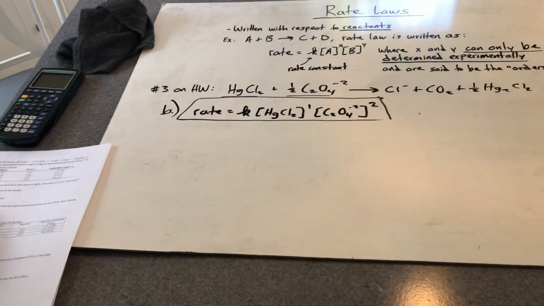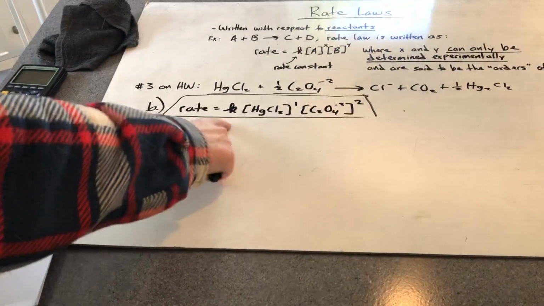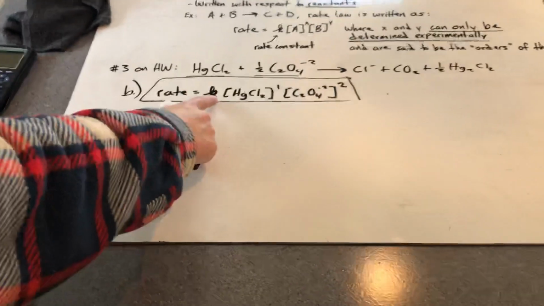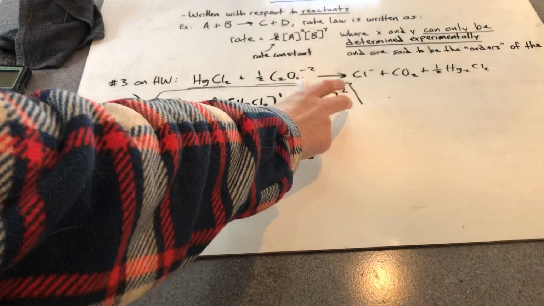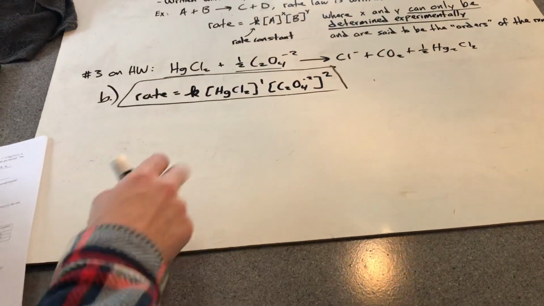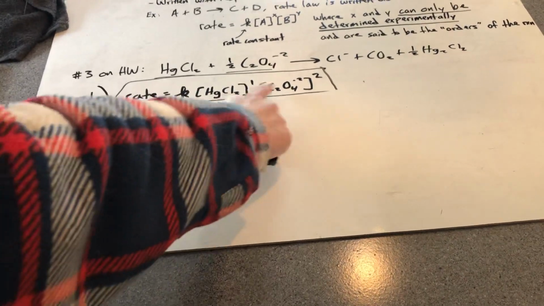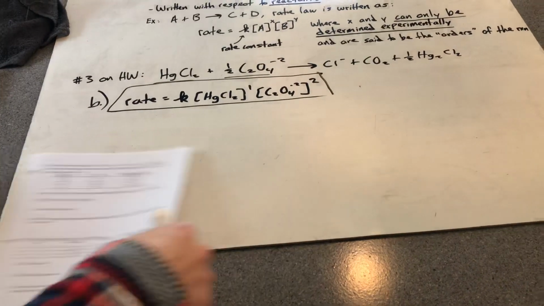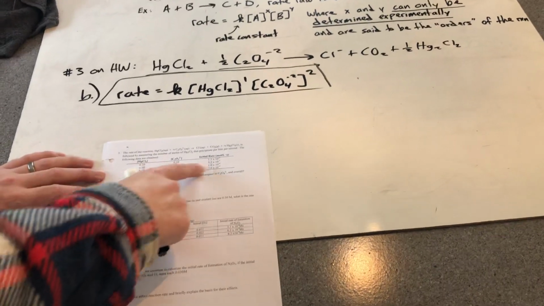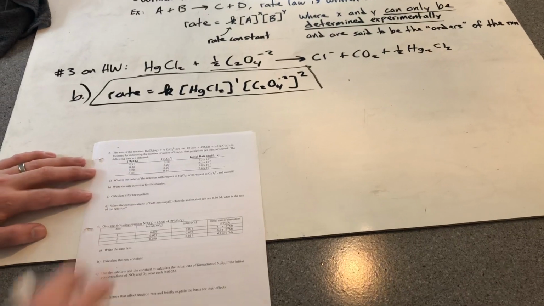Okay, for C and D, letter C wants us to calculate K for the reaction. Based on our answer from B, we can now do that because we can use our previously found exponents to help us solve algebraically for K. In order to solve algebraically for K, we have to plug in something for rate, something for concentration, and something for concentration. So to do that, we're going to use experiment 1's data, and we're going to plug in those numbers, and that will allow us to algebraically solve for K.